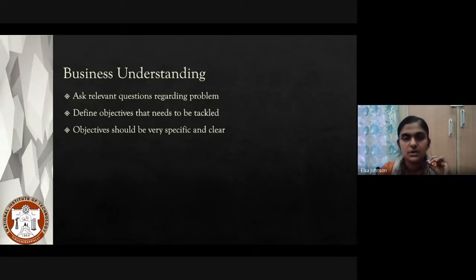Because data collection comes next. So you should be knowing what all data you should be collecting. You should know, for your specific problem, what data would be important so that some correlations can be drawn. So this step needs to be done clearly and completely so that your end goal can be reached.